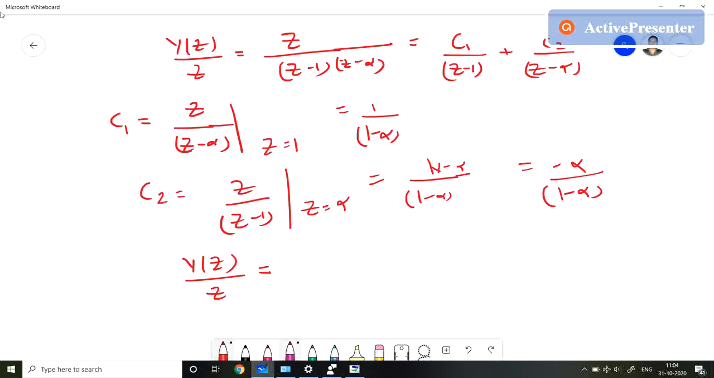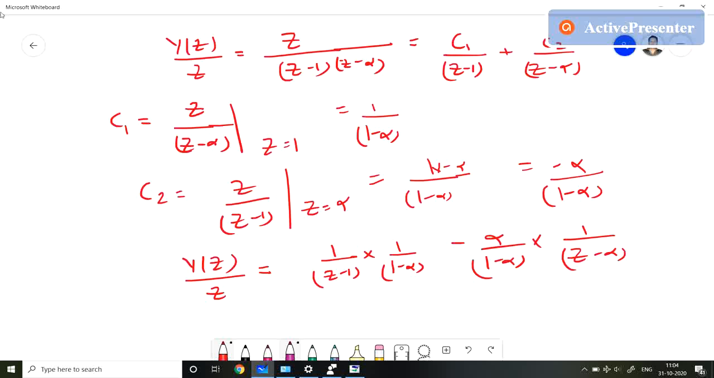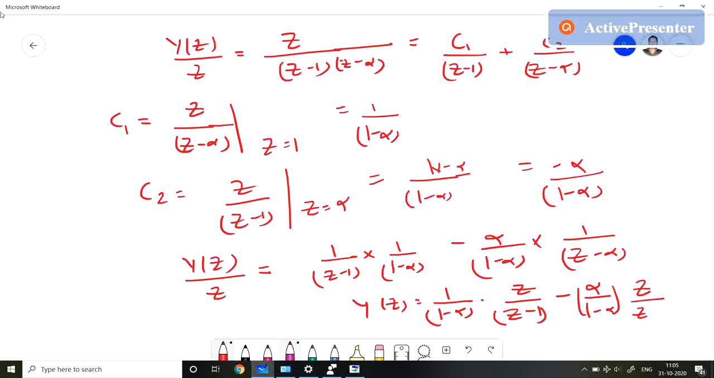Now Y(z) divided by z is equal to, putting the values of C1 and C2 in this equation, 1 divided by 1 minus alpha multiplied by 1 divided by z minus 1, minus alpha divided by 1 minus alpha multiplied by 1 divided by z minus alpha. So this is Y(z) divided by z. Now for Y(z), we multiply by z in both these terms. So we get 1 divided by 1 minus alpha multiplied by z divided by z minus 1, minus alpha divided by 1 minus alpha, and we have z divided by z minus alpha, and the ROC is modulus of z greater than 1. So this is Y(z).